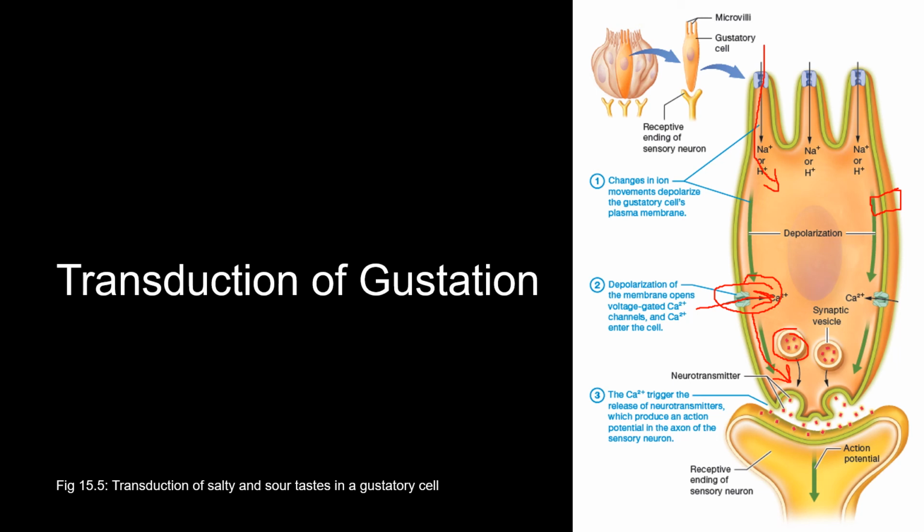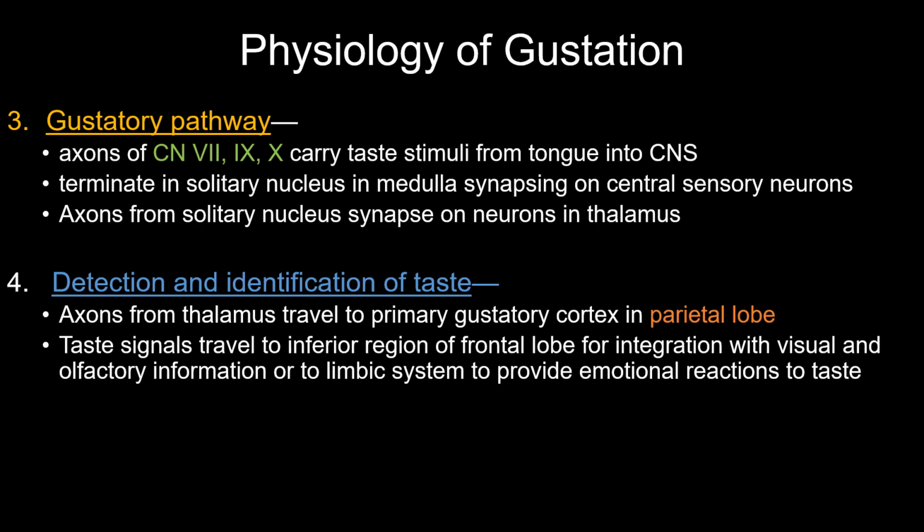The local potentials trigger the release of these neurotransmitters. Then the neurotransmitters are going to bind to their ligand-gated ion channels here in this sensory neuron, and they're going to create an action potential that goes into the CNS. I'm sorry, I skipped through the presentation a little bit there.